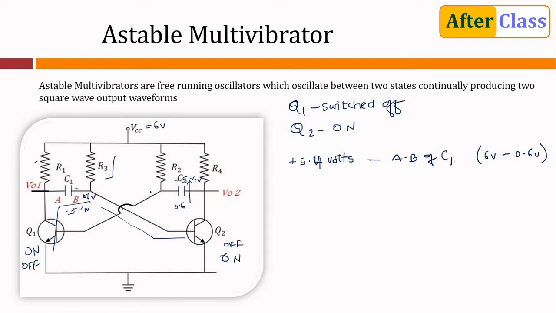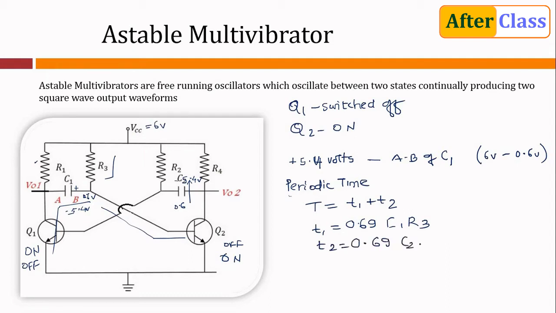So we can say that this circuit alternates between the two transistor states, Q1 on, then Q2 off, and the next instant when Q1 is off, Q2 will be on. Now as far as the timing interval is concerned, the periodic time, total time T equals T1 plus T2, and this timing interval T1 is equal to 0.69 into C1 R3 and T2 equals 0.69 C2 R2.